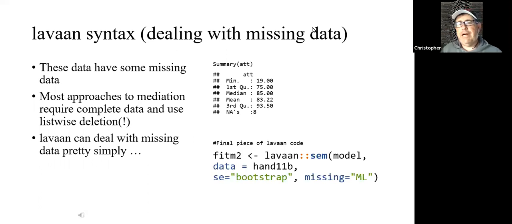We simply add to our Lavaan command missing equals ML, and that's it. And we are applying maximum likelihood missing data estimation, no problem. That's really nice. We didn't have a ton of missing data in this data set. You can see for the dependent variable, there's only 8 NA cases, only 8 cases with missing data. However, in a lot of data sets, you are going to have a lot more missing data. You might end up having to throw out a ton of people if you're using listwise.